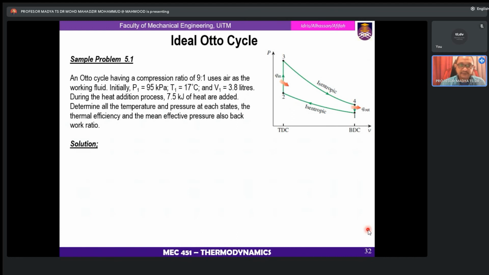During the heat addition process, you have to know where the heat addition process is. 7.5 kilojoule of heat is added. Determine the temperature and pressure at each state, 1, 2, 3, 4, the thermal efficiency, the mean effective pressure, and also the backward ratio.